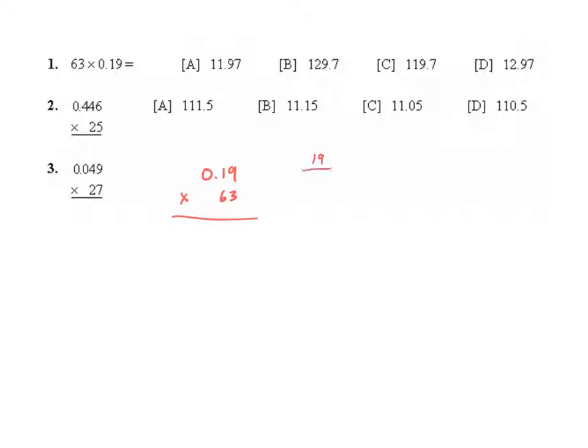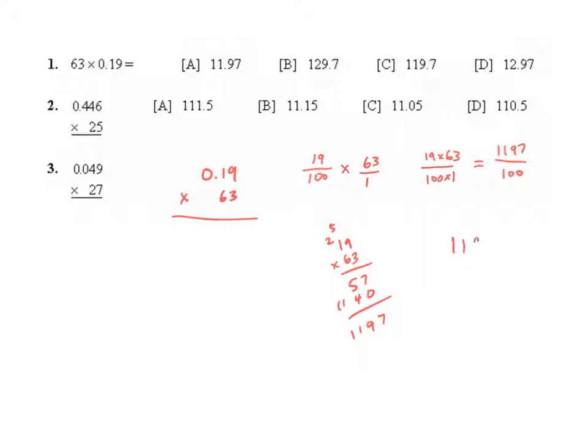So we have 1900ths times 63 over 1. And if we were doing this as a fraction problem, we could multiply out 19 times 63 and then do it over 100 times 1. And then when we multiply this out, I have 19 times 63. And I'll do this really quickly. It looks like I have 1,197, and the denominator will be 100. So that means I need to take 1,197, and I need to divide it by 100.